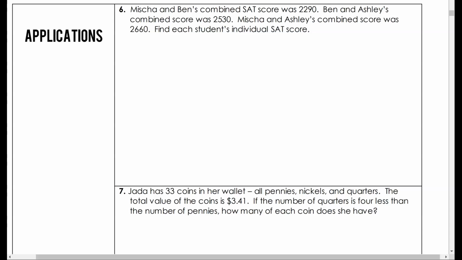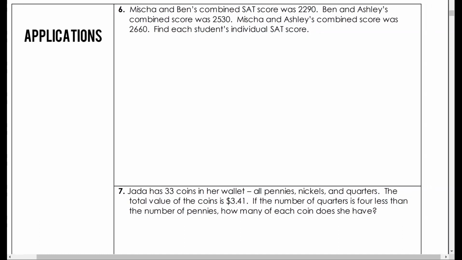All right, class, in this particular example, we're going to be looking at applications of systems of linear equations. So here we are looking at SAT scores. Mishka and Ben's combined SAT score was 2290. Ben and Ashley's combined score was 2,530. Mishka and Ashley's combined score was 2,660. So find each student's individual SAT score.